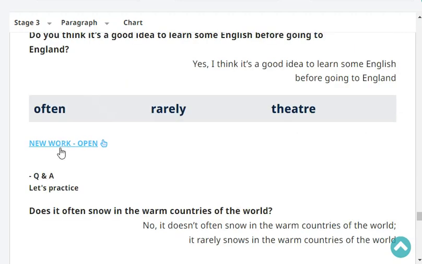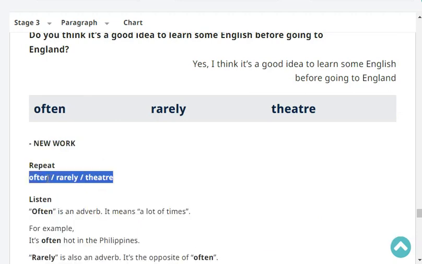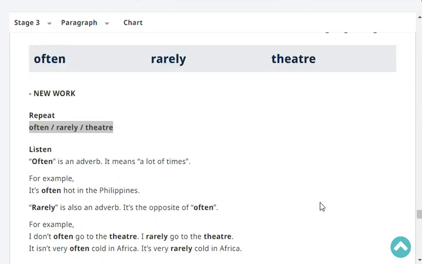Okay, next, repeat. Often. Rarely. Theater. Very good. Okay, listen. Often is an adverb.